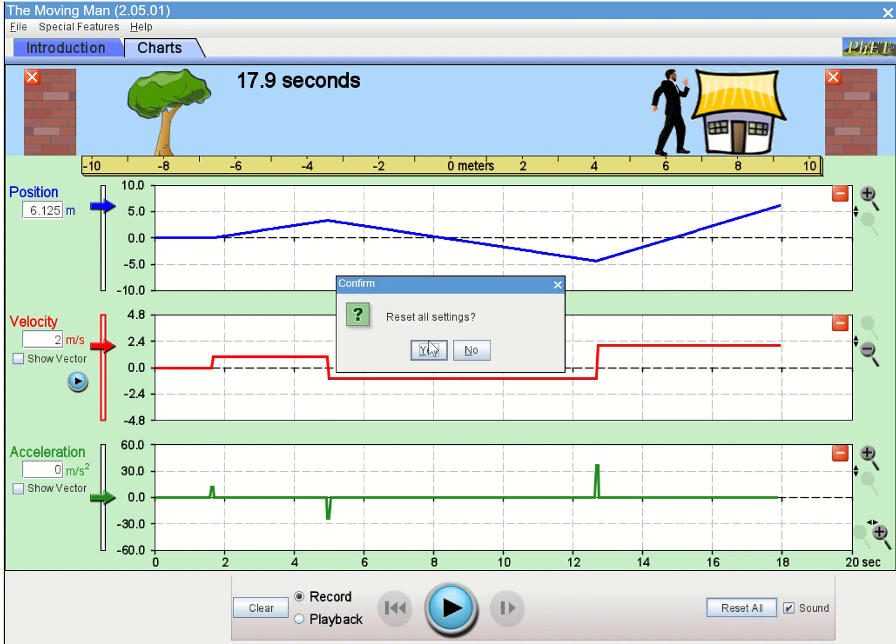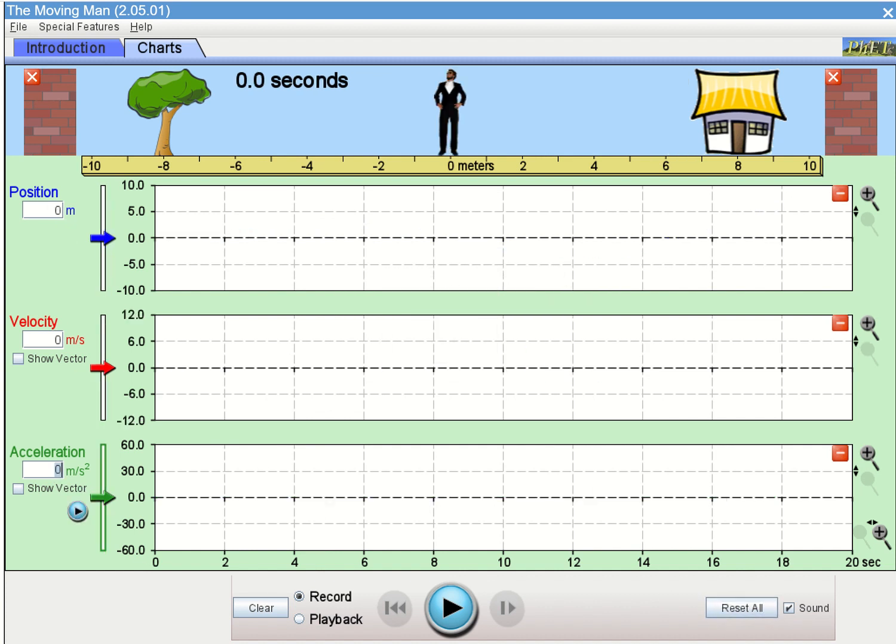Okay. Let's look at acceleration. So let's give him an acceleration of 1 meter per second squared. I think he's going to end up going pretty fast. But if we start at a position of 0 and a velocity of 0, you're going to watch him go faster and faster. So notice how he's speeding up in the positive direction.